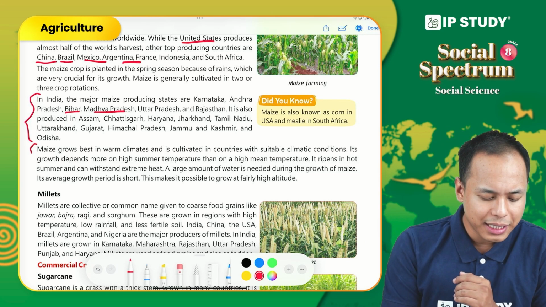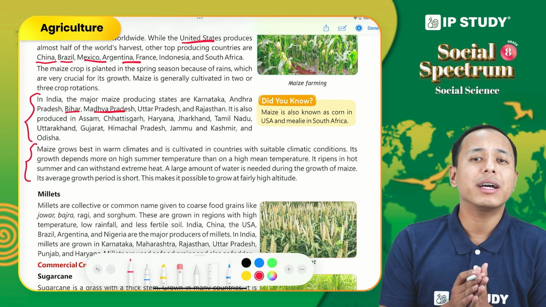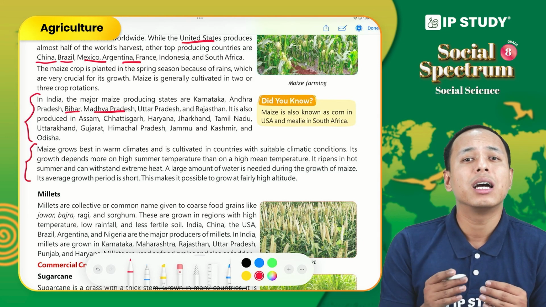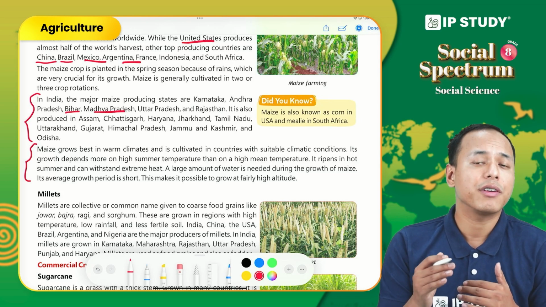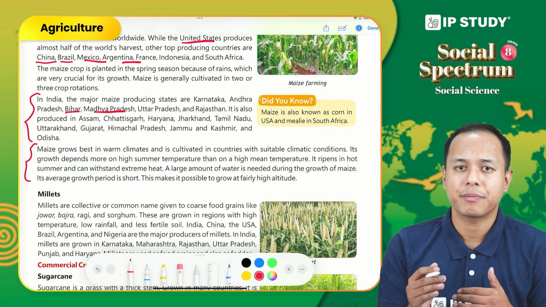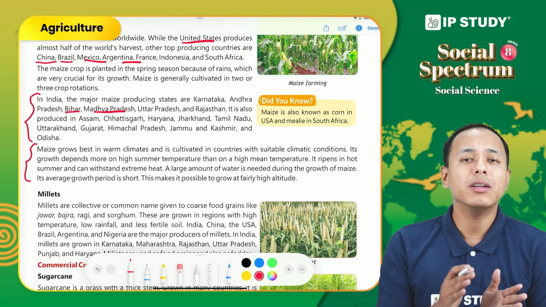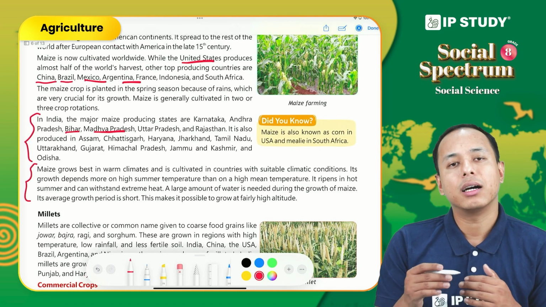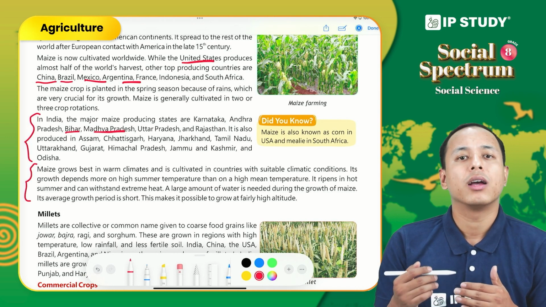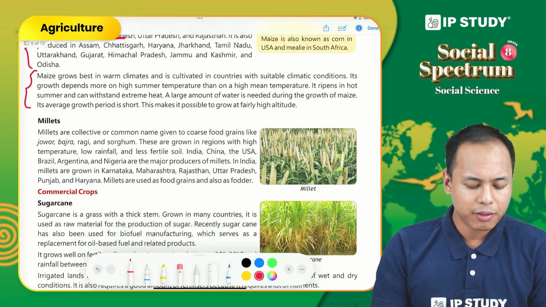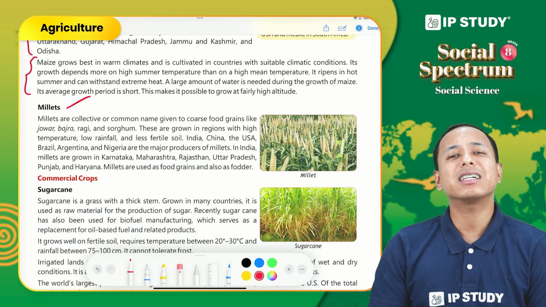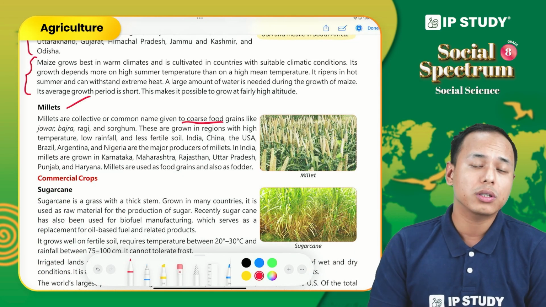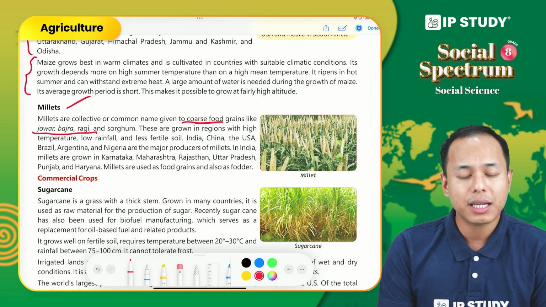And when we talk about the climatic condition, maize requires a warm type of climate because it requires high temperature, high mean temperature is favorable for the cultivation of maize. And maize can be cultivated in 2-3 crop rotation, or we can say seasonal rotation. So this is maize. After maize comes millet. So millet is a collective name given to a few crops. And what are these few coarse food grains? Jowar, bajra, ragi and sorghum.